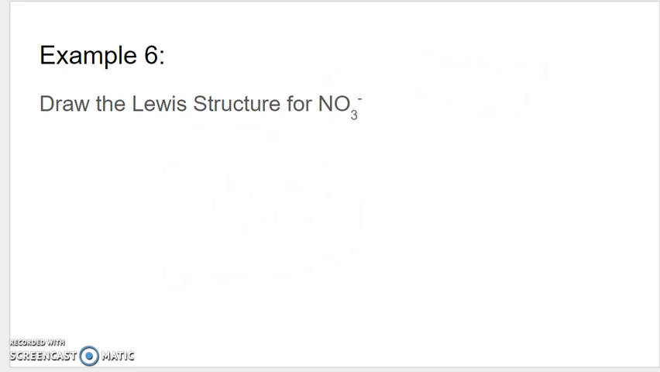I'm sure you're loving all these examples, and here is one last one. Example number 6: draw the Lewis structure for NO3-. So this is actually the nitrate ion. Now notice it has a charge. Since it has a negative charge, that means you add 1 extra electron when you're counting up your total.